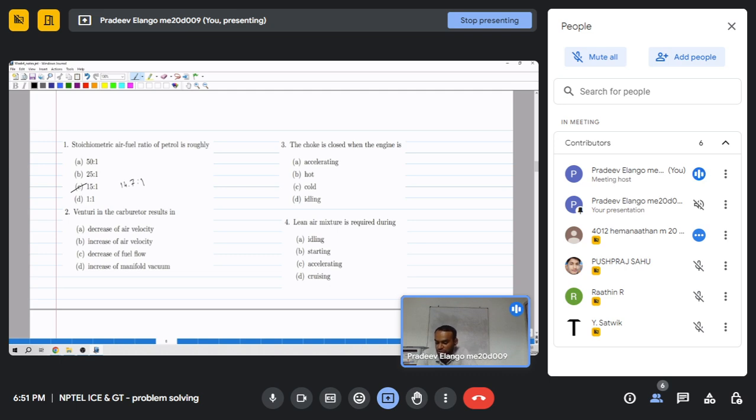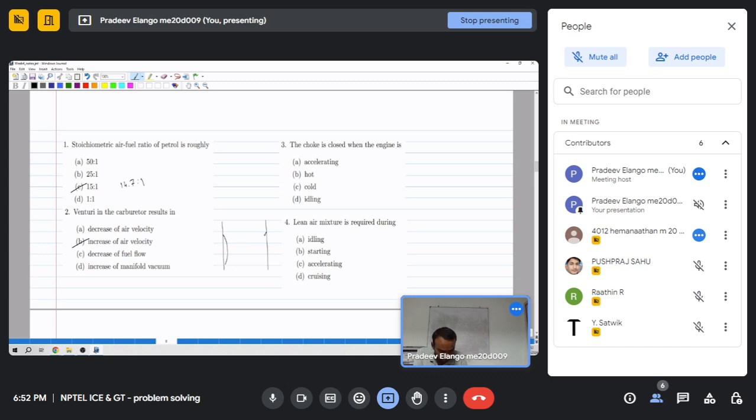Next, a venturi in a carburetor results in decrease of air velocity, increase of air velocity, decrease of fuel flow, or increase of manifold vacuum. So increasing air velocity. Yes. How does it increase air velocity? The pressure will be released, so the air velocity will increase after the venturi. No, it is in the venturi.